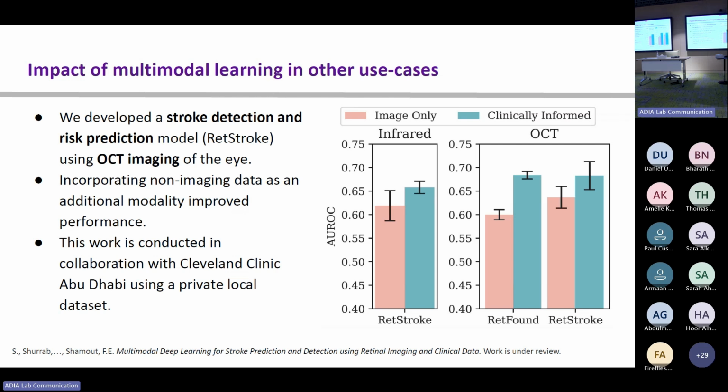And then the blue bars show the clinically informed model, which is the model that also incorporates EHR or clinical data. And we do see performance gains with the clinically informed model or the multimodal model, even with another baseline called RETFound, which was published by a different group, but they released the model as well. But it's a much larger model. I think it was transformer-based, whereas ours is based on a ResNet.